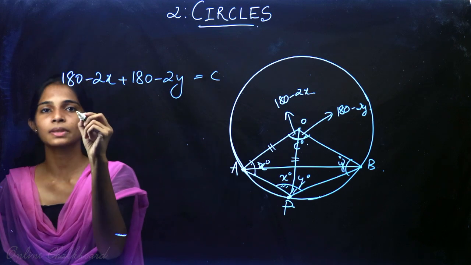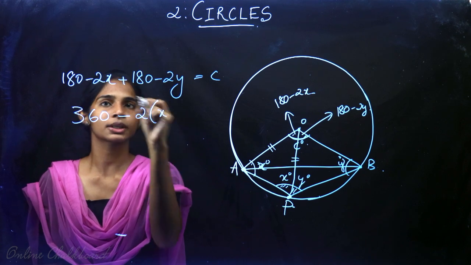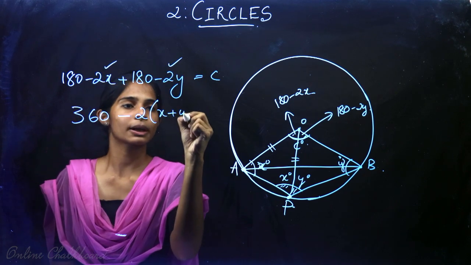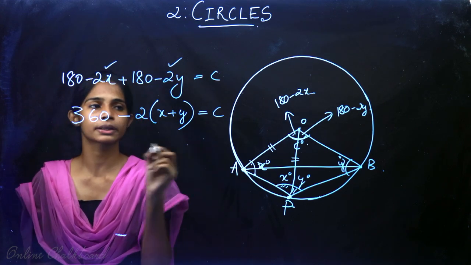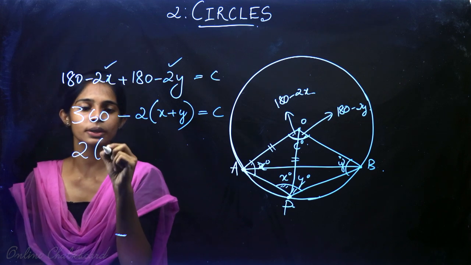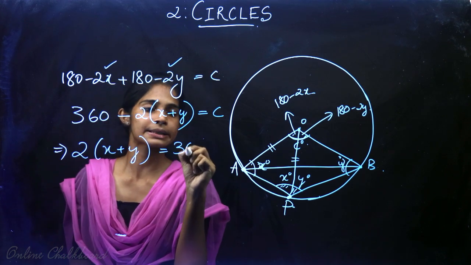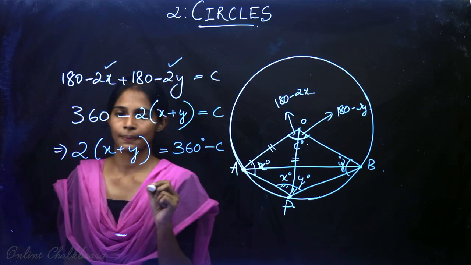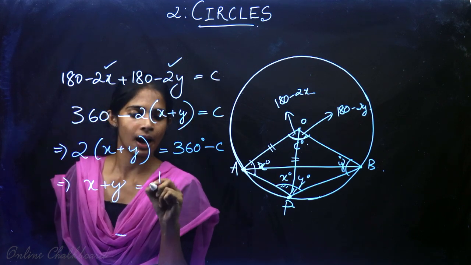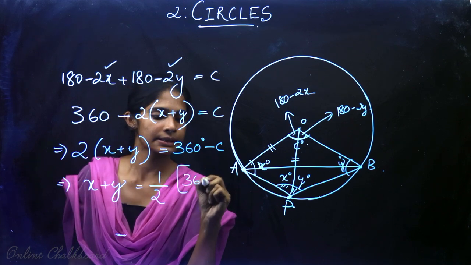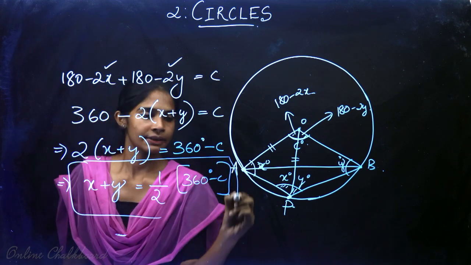We will solve it. So we will get 360 minus 2 into, I need 2 common, so minus 2 into x plus y is equal to C. So we rearrange it: 2 into x plus y is equal to 360 minus C, or x plus y is equal to half of 360 degree minus C. Okay, this is a note.